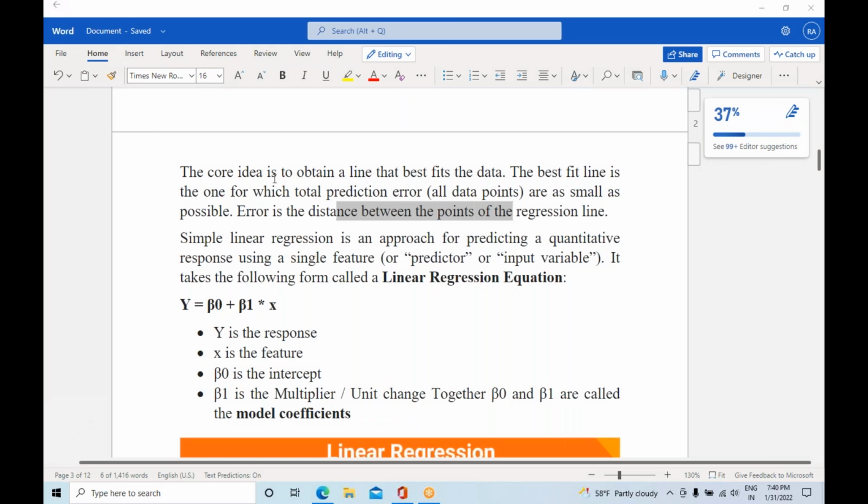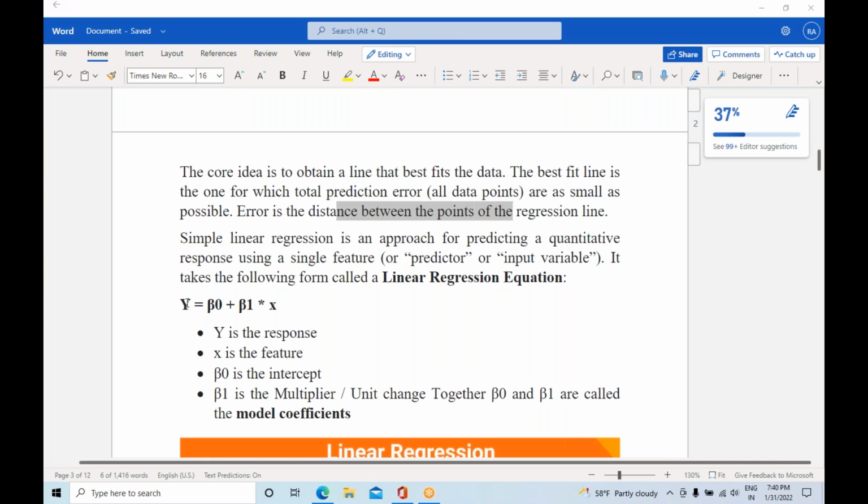The core idea is to obtain a line that best fits the data. The best fit line is one for which the total prediction errors for all data points are as small as possible. Error is the distance between your data points and the regression line. Simple linear regression is an approach for predicting a quantitative response using a single feature, a single input variable, and a dependent variable, right? One input variable and one output variable. We only have two things, so it has the following equation.